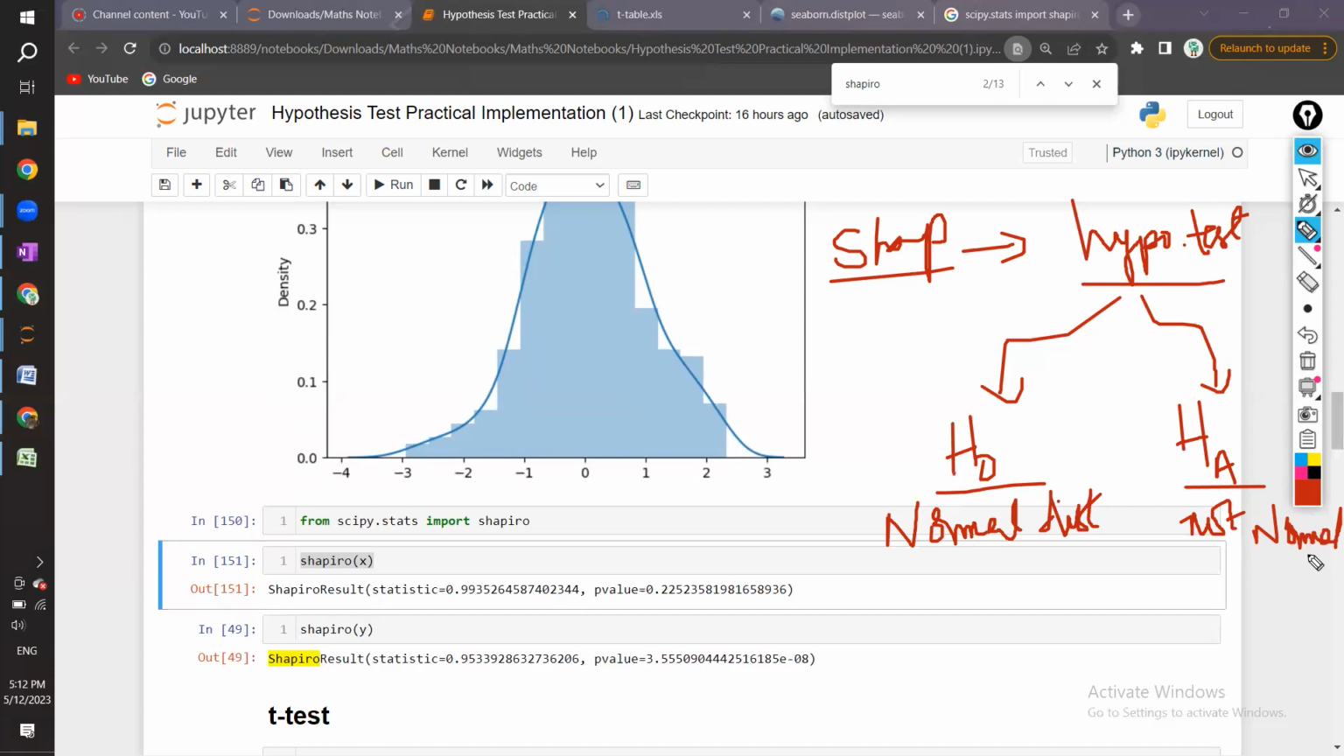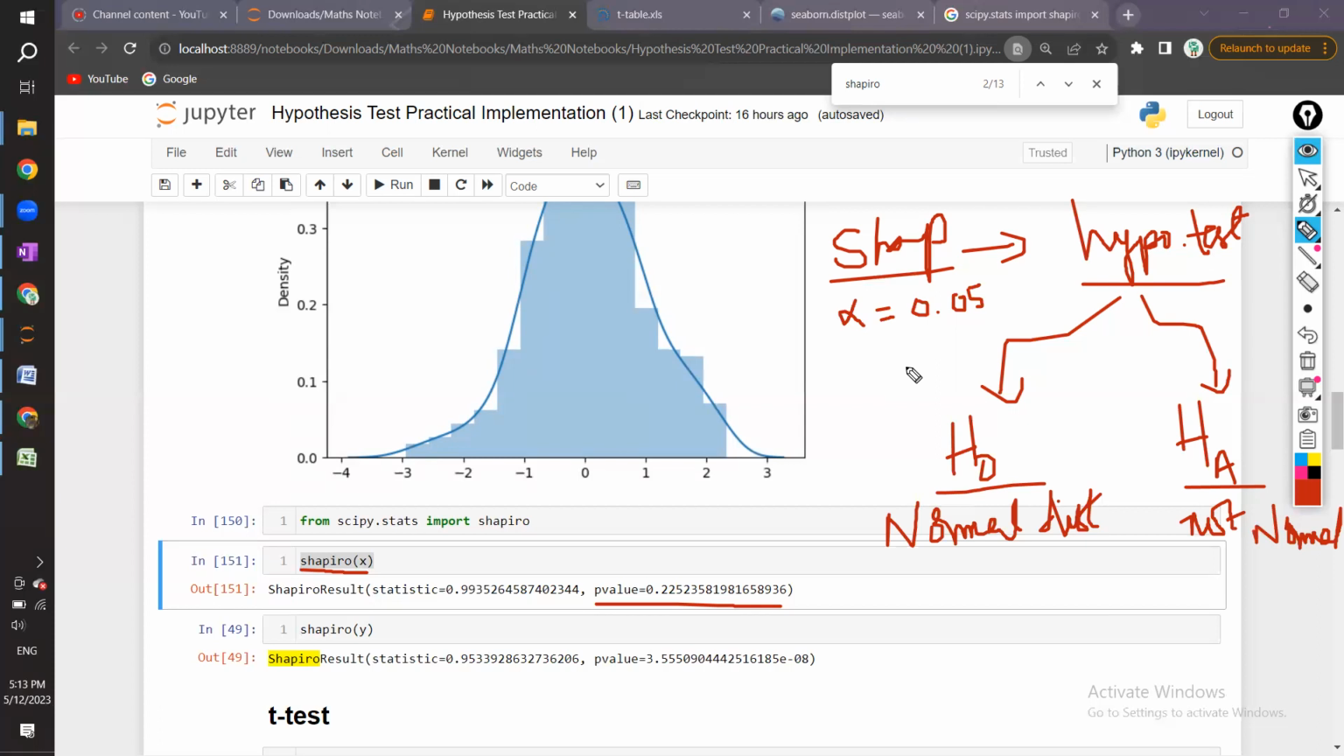Now we are passing that x value to Shapiro and it is giving you two values. You see the p value 0.225. Usually this is conducted at a significance level of 0.05. This is the default case. No one will tell you explicitly, but by default, we consider the test with a significance level of 0.05.